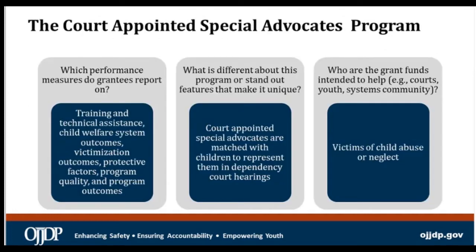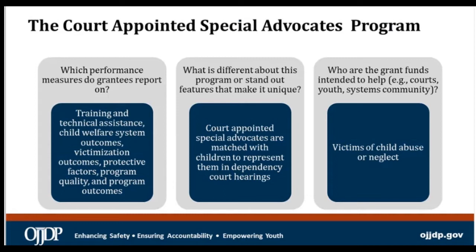CASA is working on the following program outcomes: to increase the number of volunteer special advocates available, to increase the number of child victims of abuse or neglect matched with a special advocate, increase the number of child victims represented by a volunteer advocate, increase the skills of volunteer advocates representing child victims of abuse or neglect, reduce incidences of re-victimization, increase permanency for abused or neglected children, and increase positive developmental outcomes.